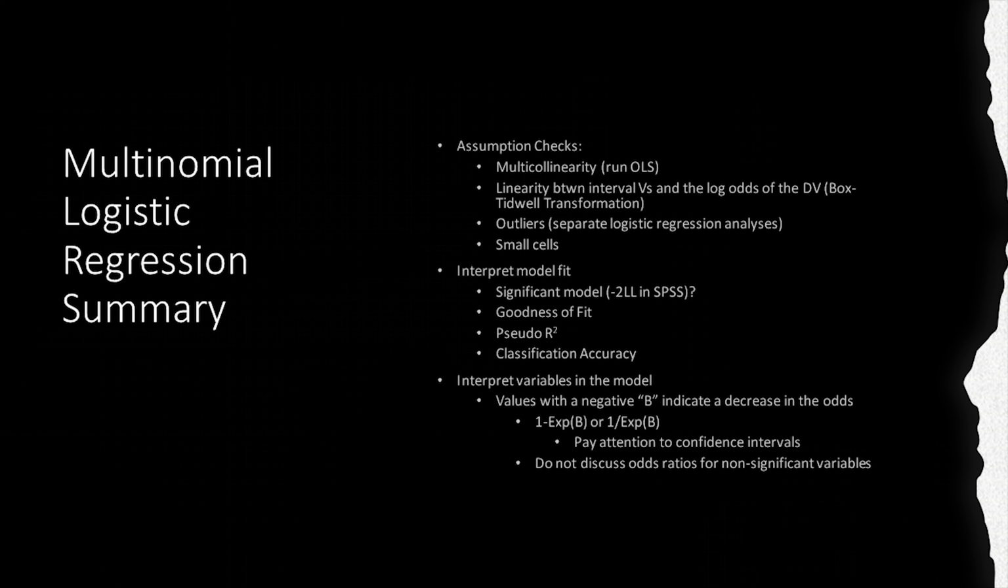When you're looking at linearity between your interval variables and the log odds of the DV, you can once again do that Box-Tidwell transformation. Outliers require you to do those separate logistic regression analyses that I referred to, and small cells, which you're going to probably see a hint of if you have really wide confidence intervals. Small cells are referring to if you have very few individuals who are a yes on your independent variable of interest and are a yes on your reference category of interest.